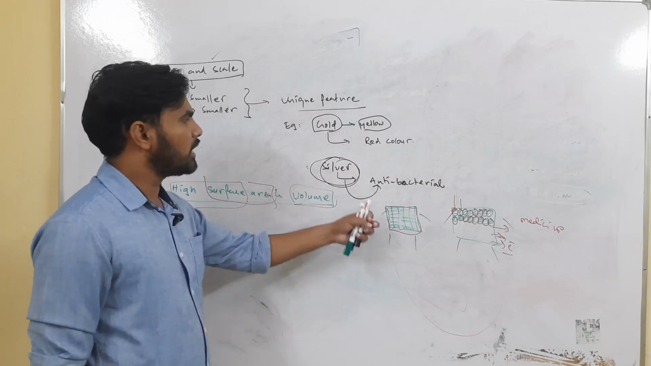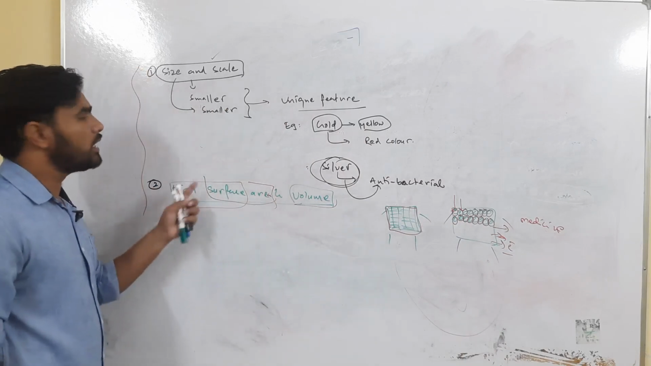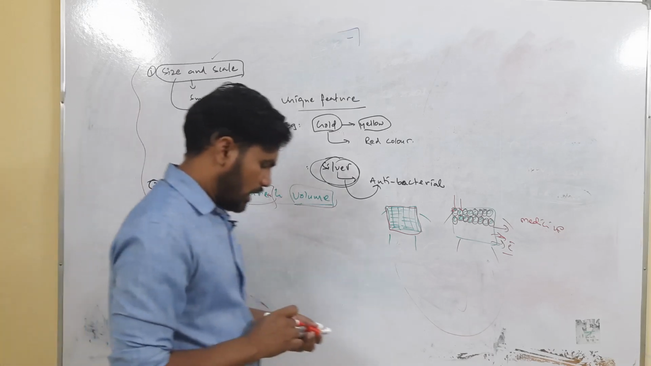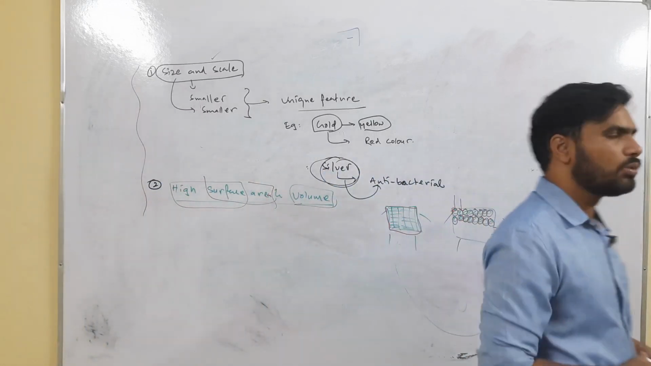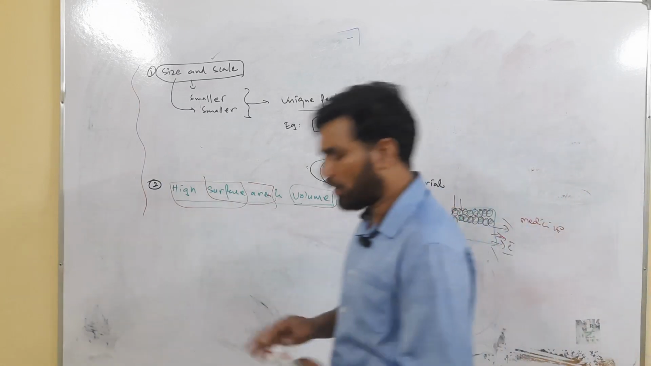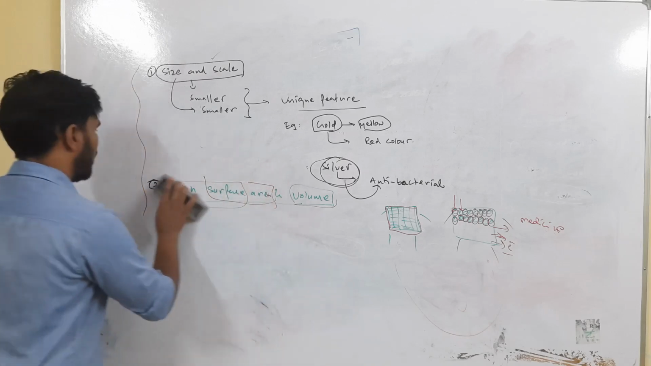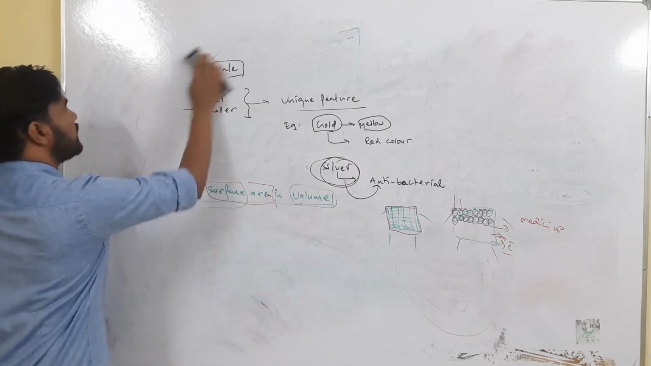So these are the two characteristic features that nanotechnology has, and these two special characteristic features are going to help us immensely. I hope you have understood these two characteristic features of nanotechnology or of nanomaterials.